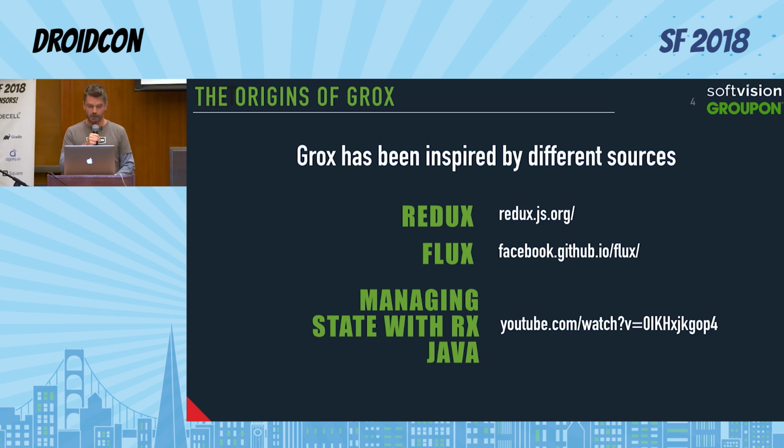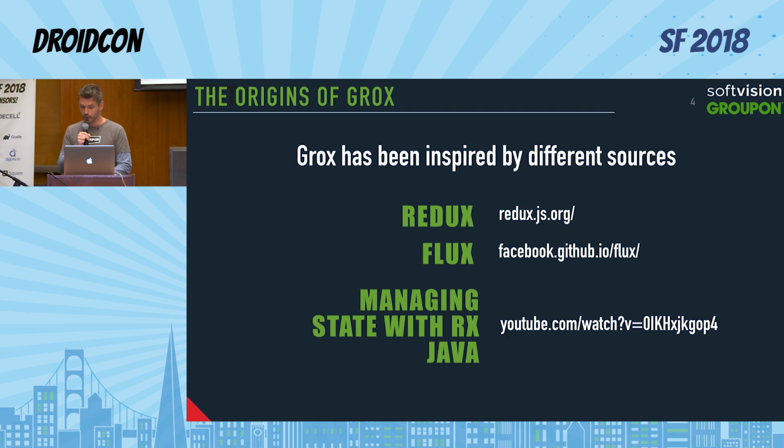We took some ideas from Redux, also some ideas from Flux from Facebook, which is also available on GitHub. And last but not least, we were inspired not by a library, but by a talk that was given by Jake Wharton, maybe 2-3 years ago. The name of the talk is Managing State with RxJava. If you never looked at it, we really strongly advise you to watch it. It's really a deep dive into RX and how it can solve non-trivial problems like state management, for instance.